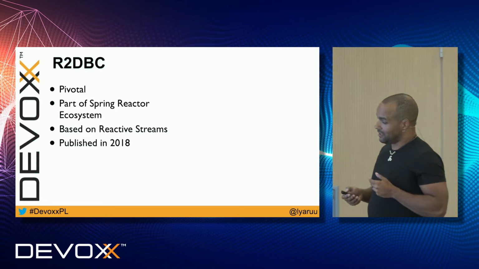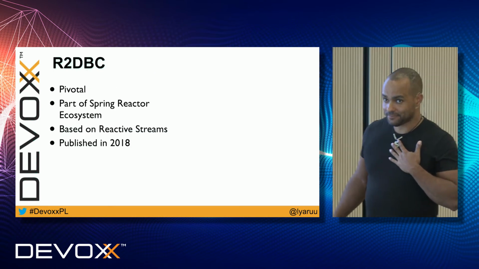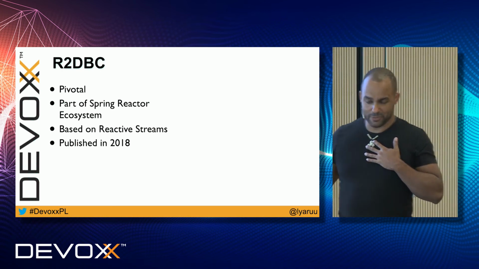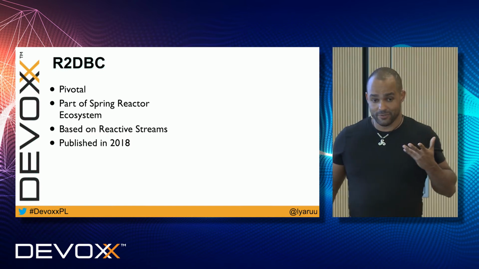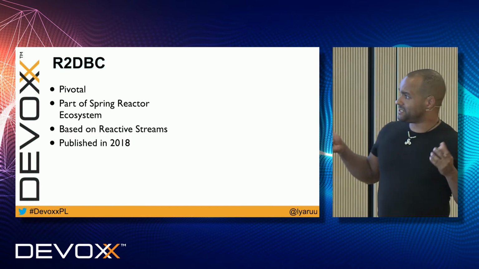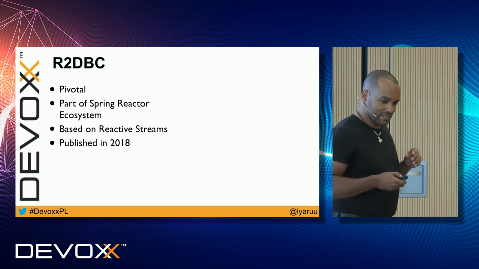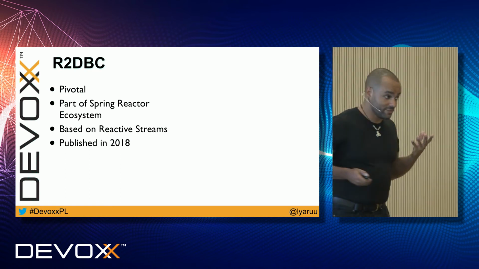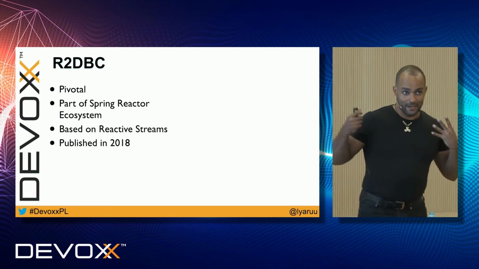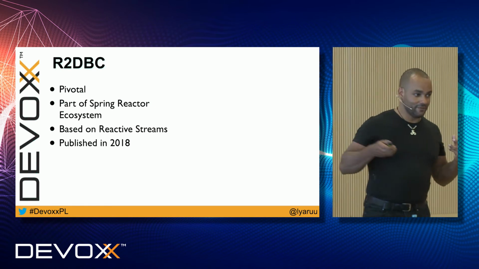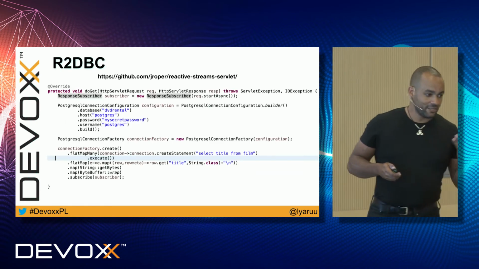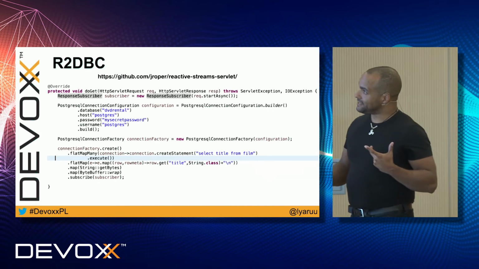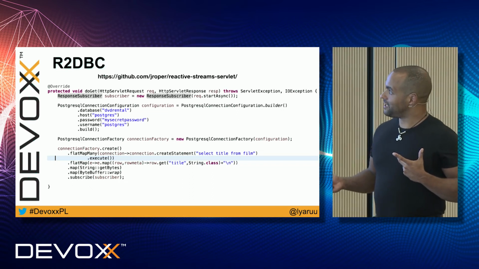The other candidate for today is R2DBC. It's from Pivotal, part of the Spring Reactor ecosystem. It's based on reactive streams, and it is pretty new, from 2018 sometime. So it hasn't been around much, and honestly, it also still needs a lot of work. But this one really embraces reactive streams. Everything is a reactive stream, pretty much. So let's look at our example in R2DBC. Creating the connection is very, very similar.